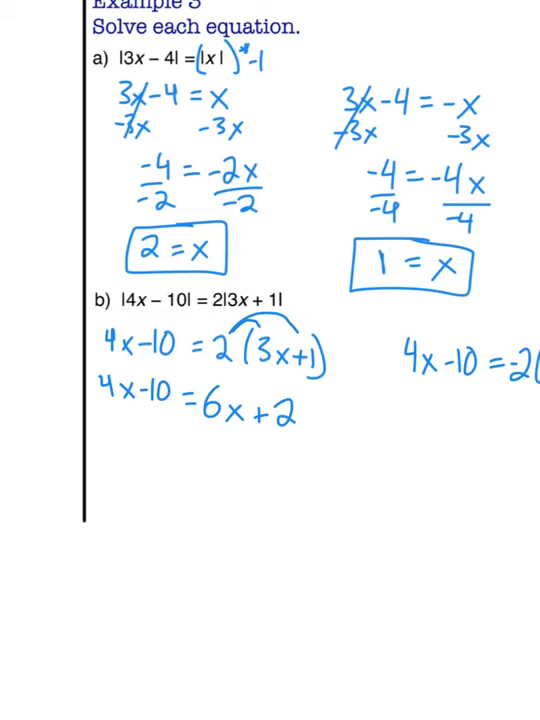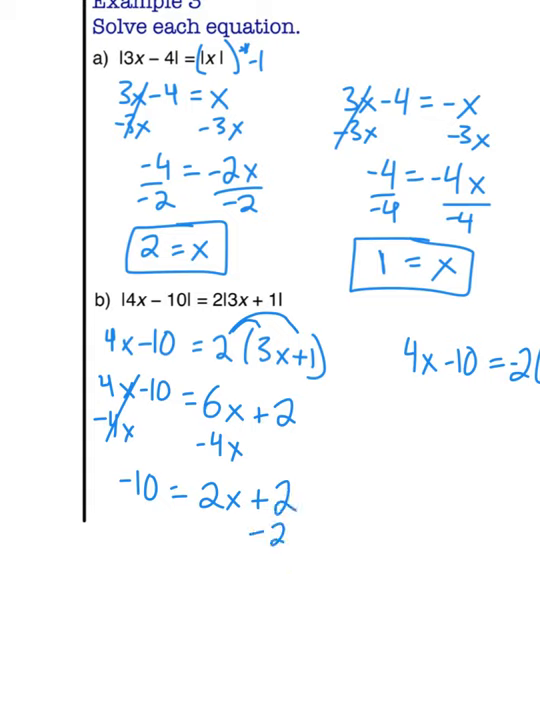All right, now I want to get all of my variable terms to one side. So I'm going to subtract 4x. Cancels out on the left. I'm left with negative 10 equals 6x minus 4x, which is 2x. So I have 2x plus 2.